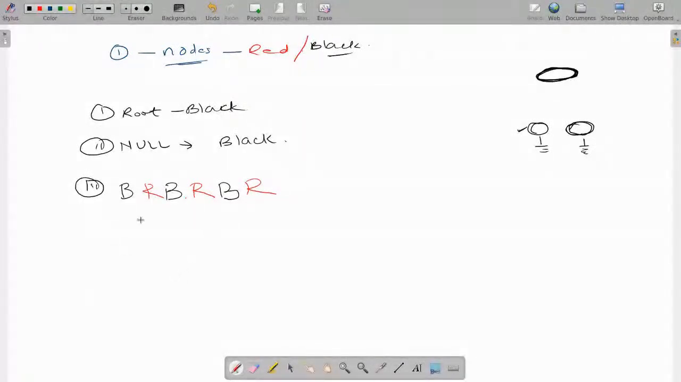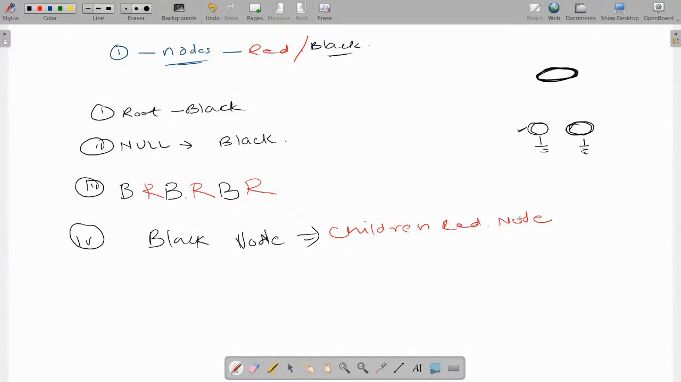Then, as it comes from the third property only, if there is any black node, then all its children are red in color. For any black parent, the children are red. Okay, so these four properties are there in a red black tree. One more property is there; it just skipped my mind. This is known as the black height rule.